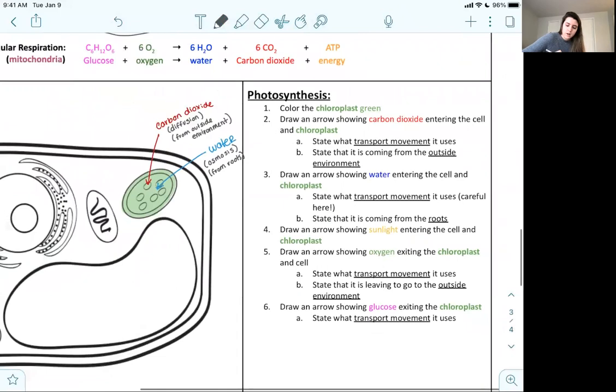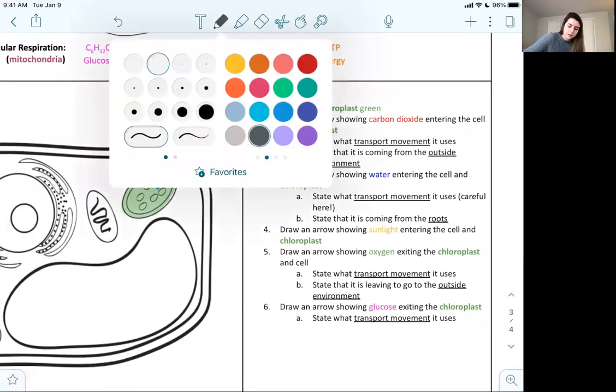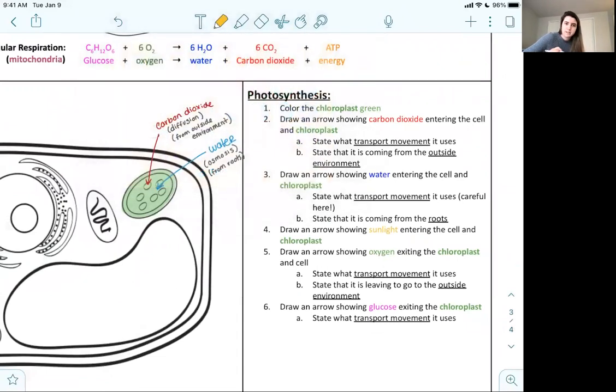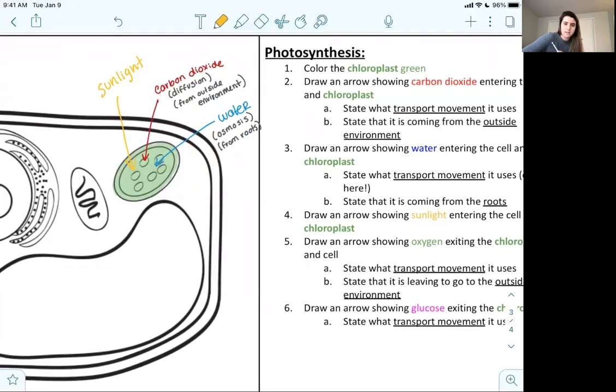We have one other input here for photosynthesis in plants, and that is our sunlight. So step number 4 says show sunlight entering the chloroplast and the cell. And there's no other qualifiers there. So I just go ahead and draw that right into my cell.